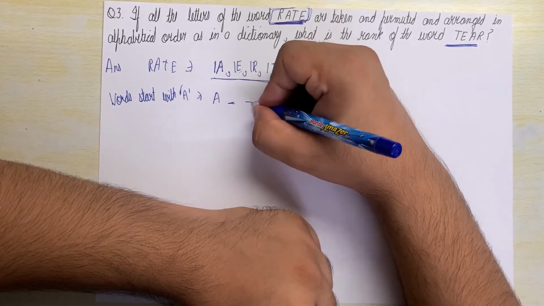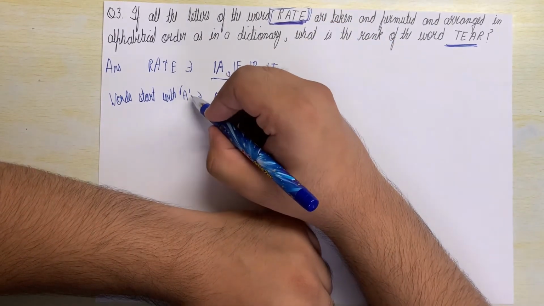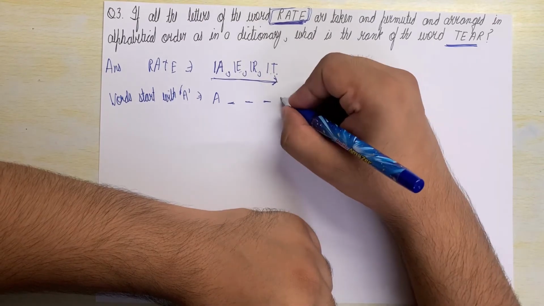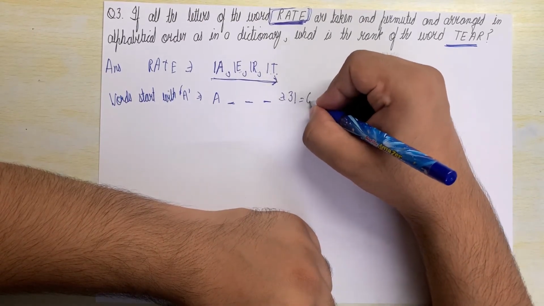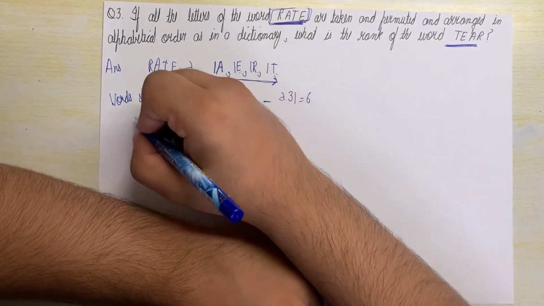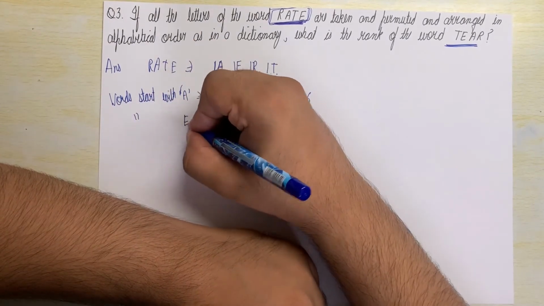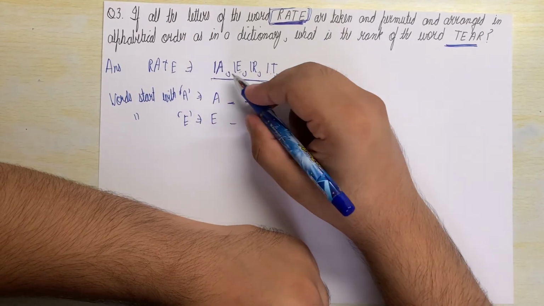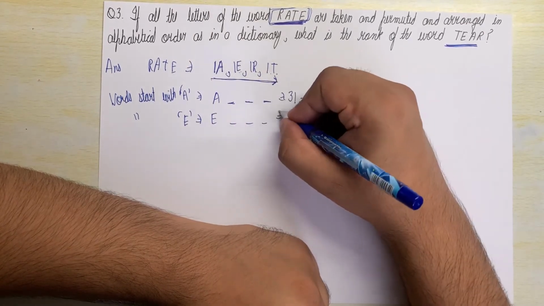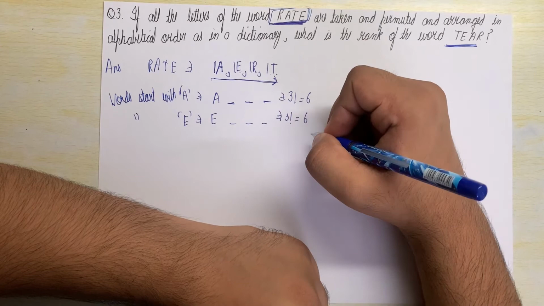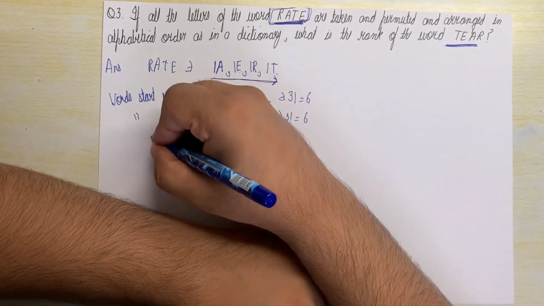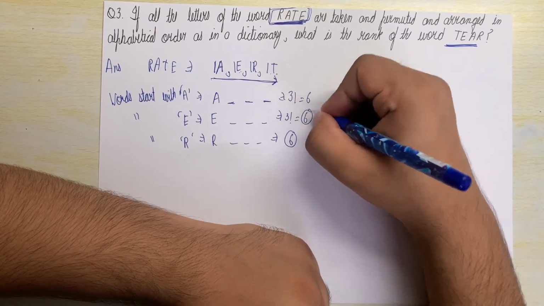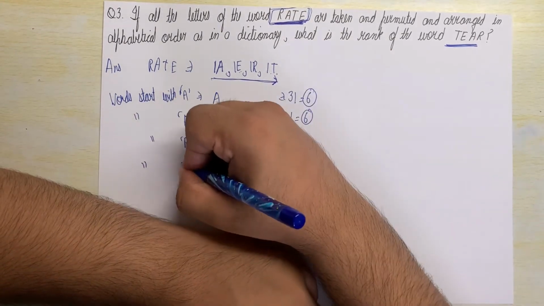So in order to find how many words there would be starting with A, we can simply calculate the permutation of these 3 letters. That would be 3 factorial, correct? So 6. Again, similarly, the words starting with E, that would be E, then 1, 2, 3. Again, we can permute all these 3, and again we would get 3 factorial, so 6. Similarly for R, 6, correct?